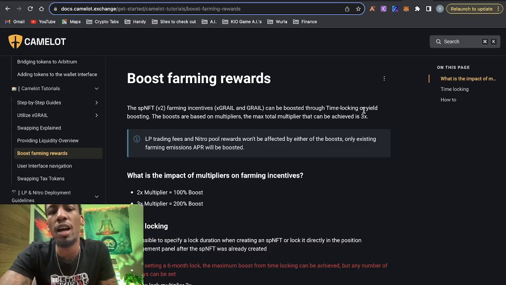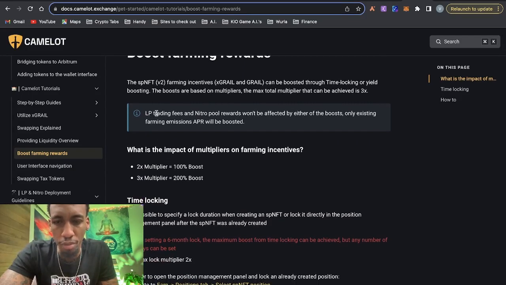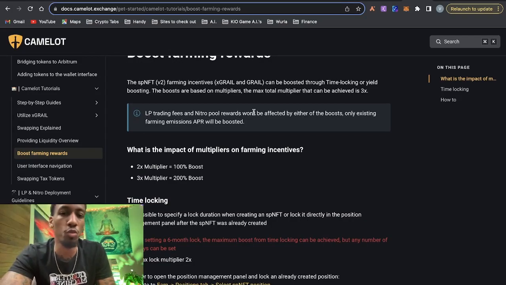Can be boosted through time locking or yield boosting. The boosts are based on multipliers. The max total multiplier that can be achieved is a 3x. So it says liquidity provider trading fees and Nitro pool rewards won't be affected by either of the boosts. Only existing farming emissions APR will be boosted.